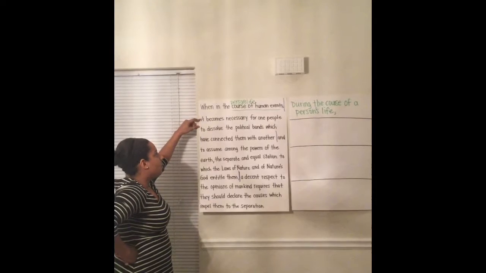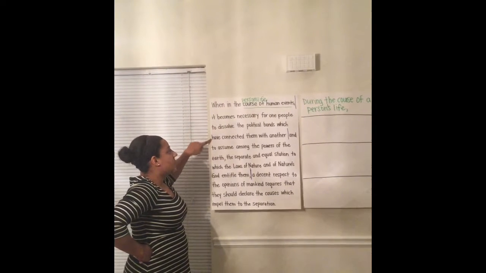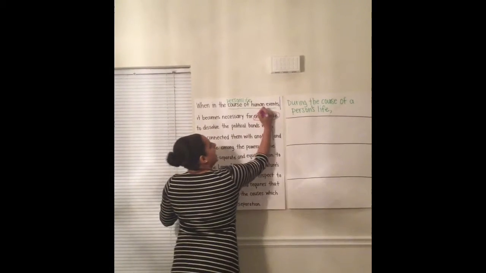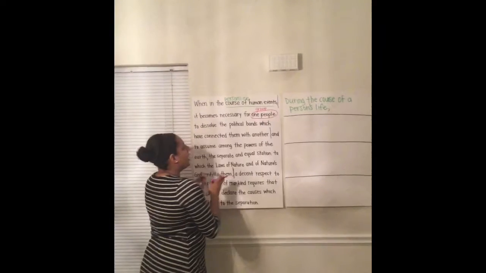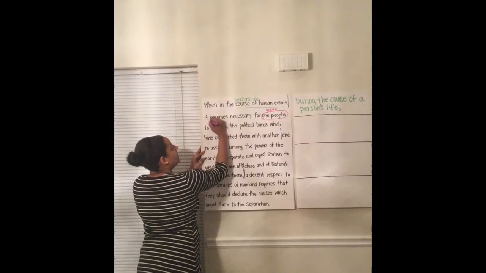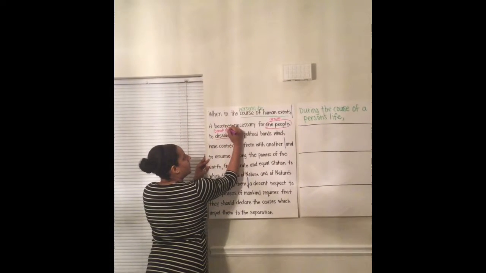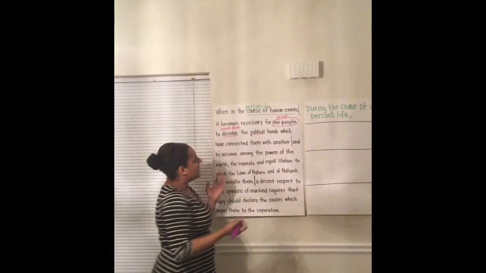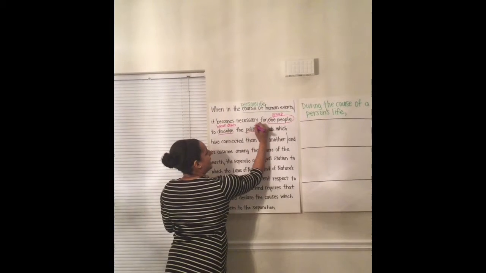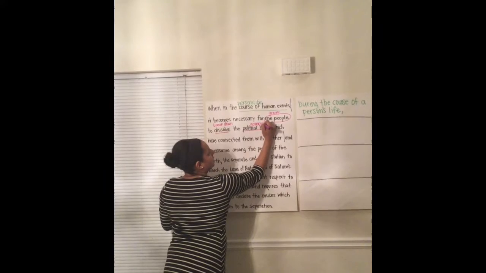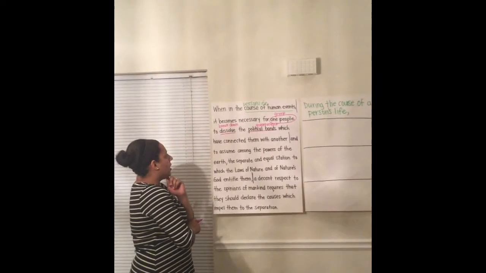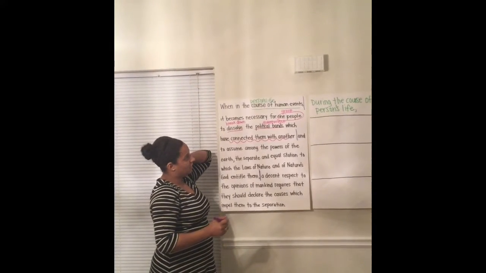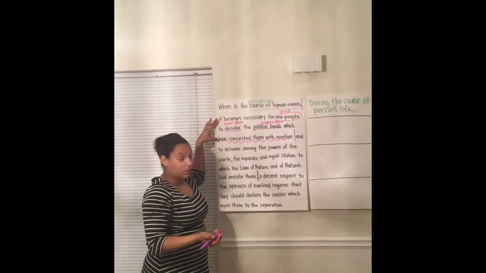It becomes necessary for one people to dissolve the political bands which have connected them with another. All right, well, I know that one people has to mean that it's a group. And I know the word dissolve means to break down. I know that the word political usually means government. So I'm going to take political bands and put the word government. And I know that they're connecting them in some way. So I'm going to now change it into words that I would use.